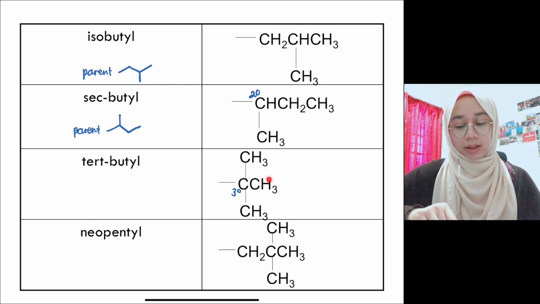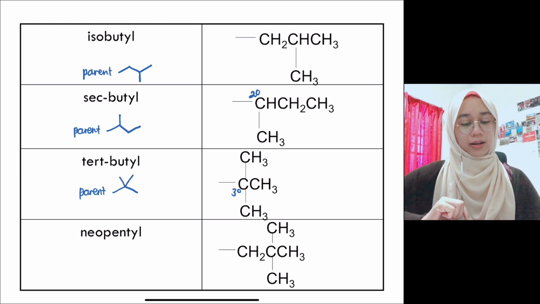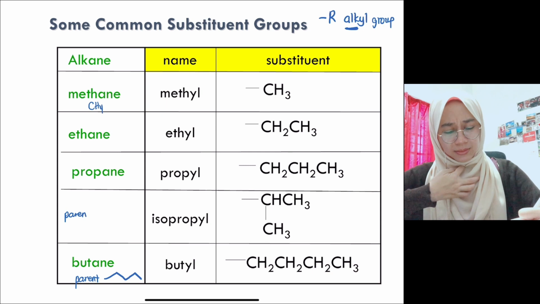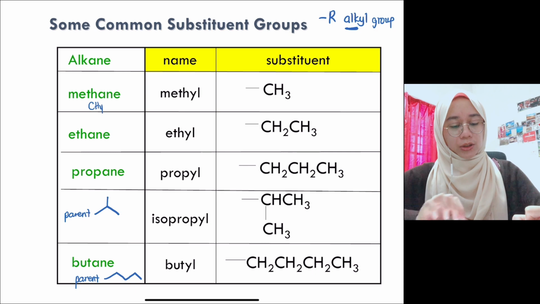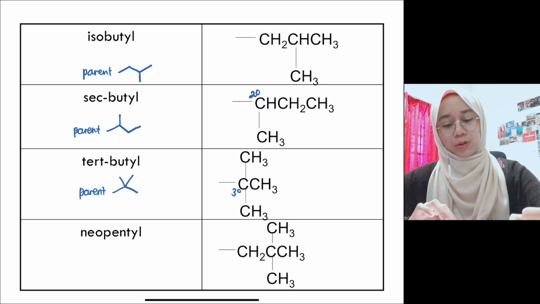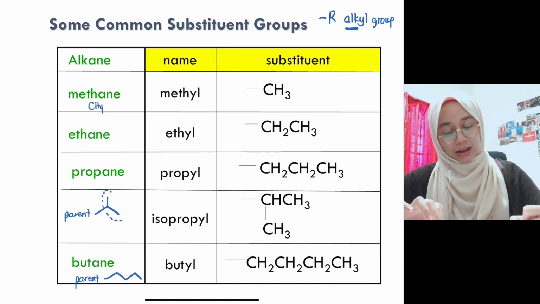Dan kalau tert-butyl pula, parent, and then 1, 2, tapi CH3 ni berada dekat this one. Dia membentuk kaki ayam kat situ. Okay, so kalau kamu tengok yang isopropyl ni, 1, 2 macam tu. Miss tengok kalau isopropyl dengan isobutyl ni rupa dia lebih kurang. Dekat hujung sekali dia akan ada yang macam sort of V. Isopropyl ni bentuk V.